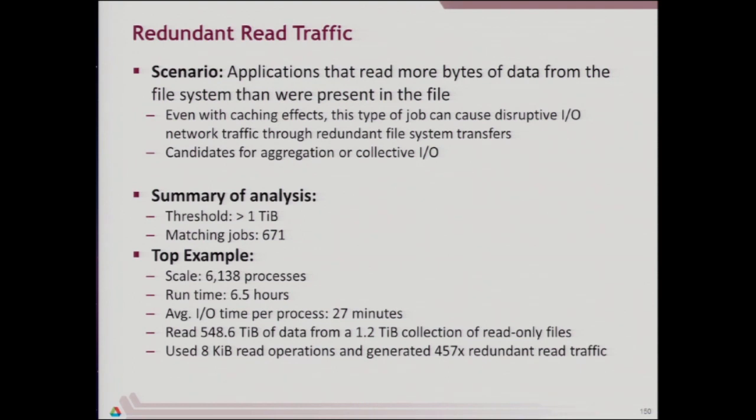So here, of those 671, here's the worst offender. It's a 6,000 process job, which is pretty good size for Hopper. I forget how big Hopper actually is, but that's several thousands of processors. That's great. It's running for a long time, but half an hour of that time is spent in I/O. 457 times more data being moved than exists in the file. Not only that, it's 8 kilobyte read sizes.